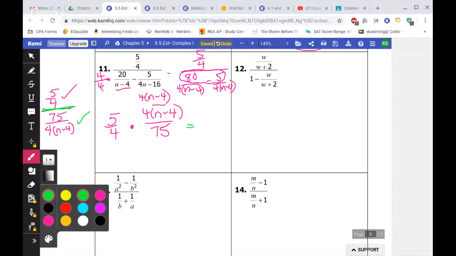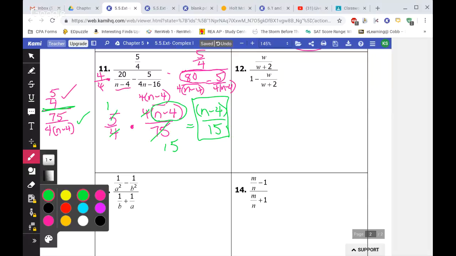And now I can see what I can cancel. I can cancel the 4s. And 5 goes into 75 15 times. There's a 1 left here. And so now at the top, I have an n minus 4 left, because n minus 4 times 1 is n minus 4. And at the bottom, I have a 15. So this is my final answer for number 11.